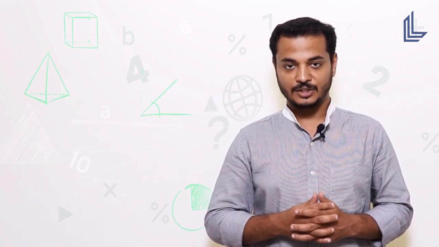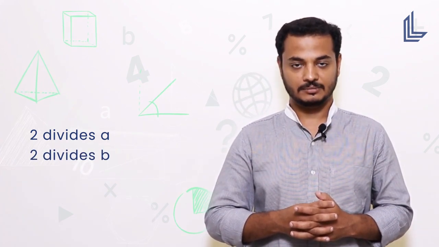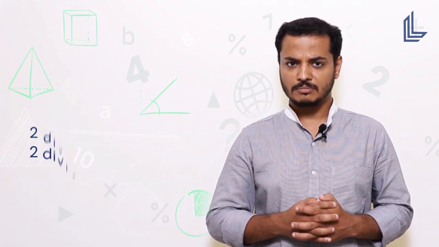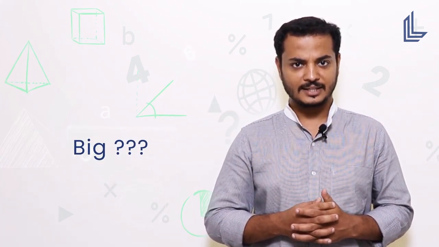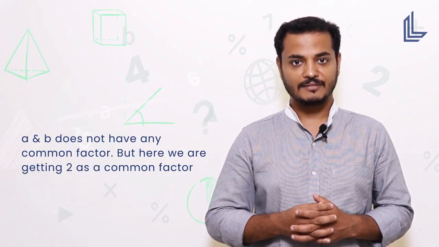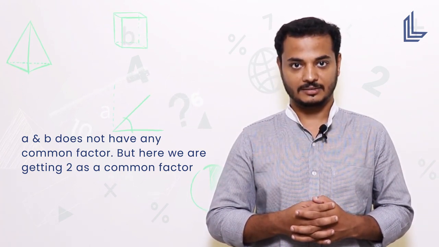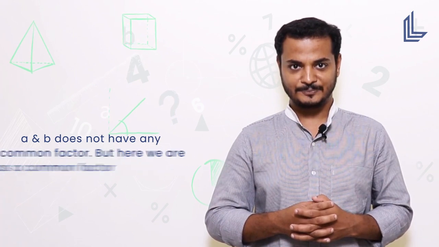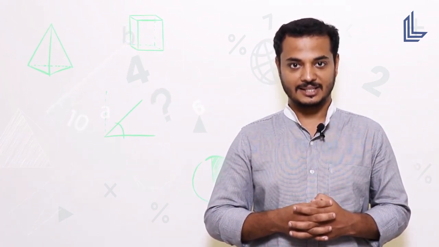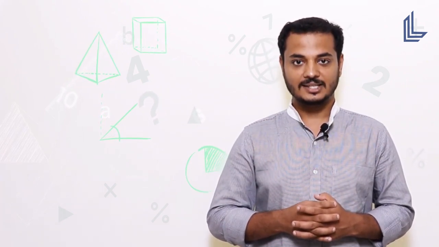So, initially we got 2 divides a and now we are getting 2 divides b. But how come? We already stated that the reduced fraction a by b, that is a and b, will not have any common factors. But now we are getting 2 as the common factor. Isn't it strange? It means that our initial assumption that root 2 is rational was wrong. This is how proof by contradiction works. To prove irrationality of any number, you can use this method.